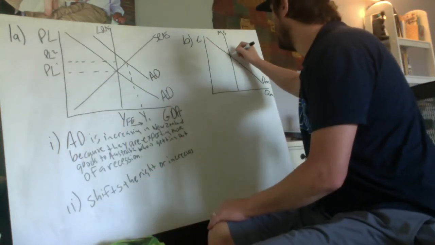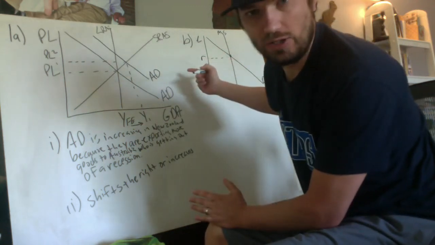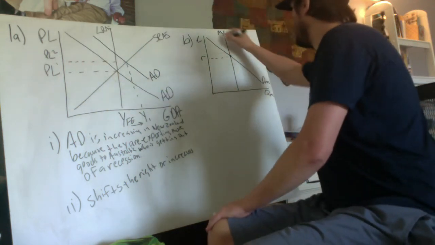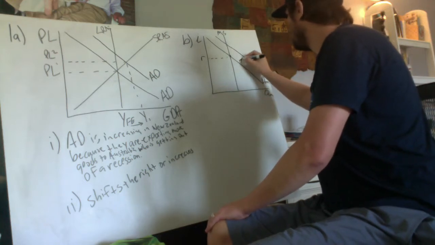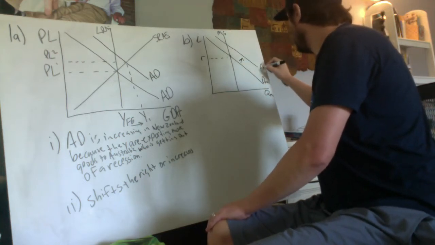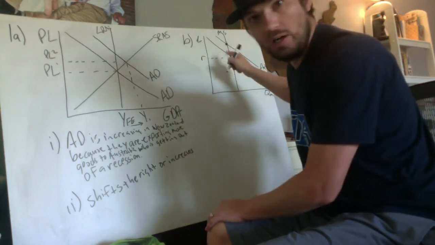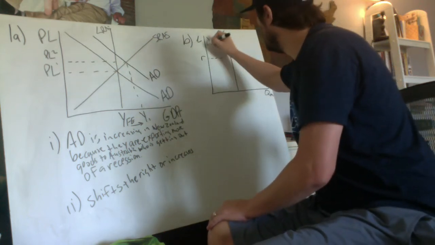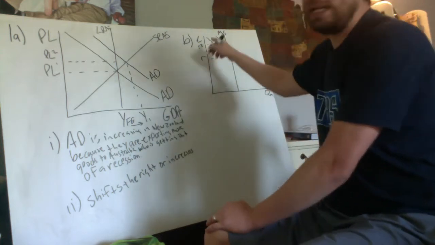Now, I'm going to put just an R here for rate, because that's the interest rate. I'm going to shift my demand for money to the right. Put DM2. Then I'm going to put a dot here, and it is going to be rate 2. Okay, so my interest rate is increasing.